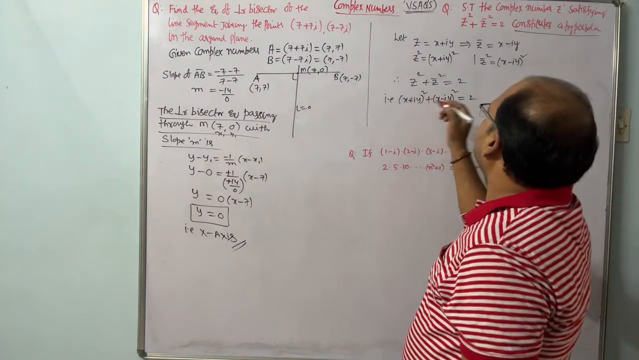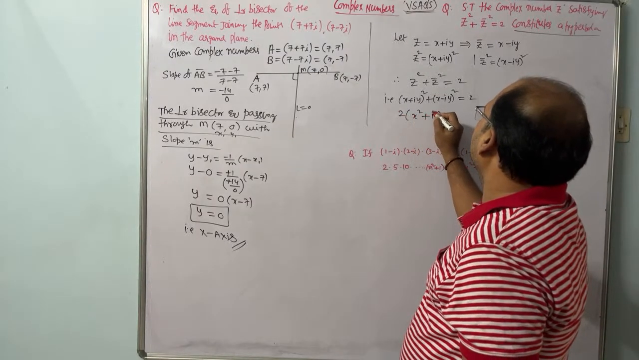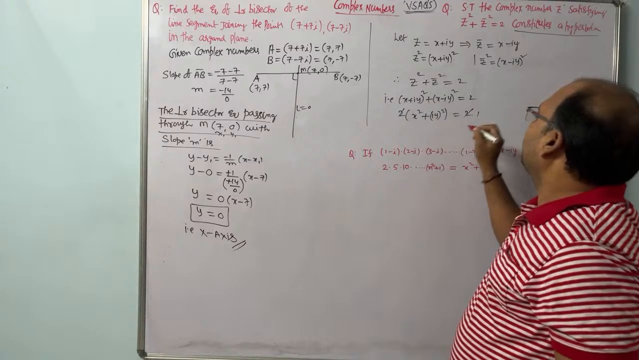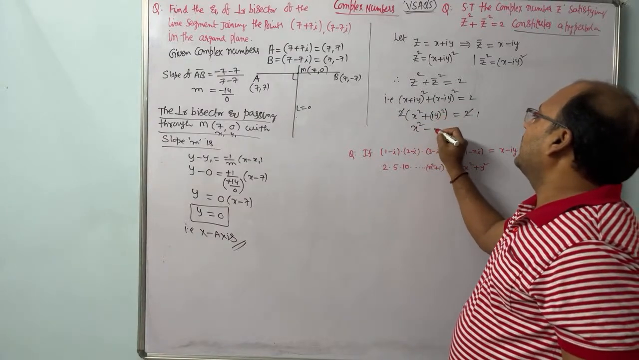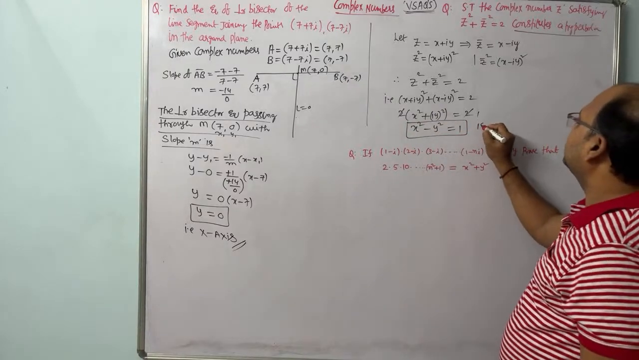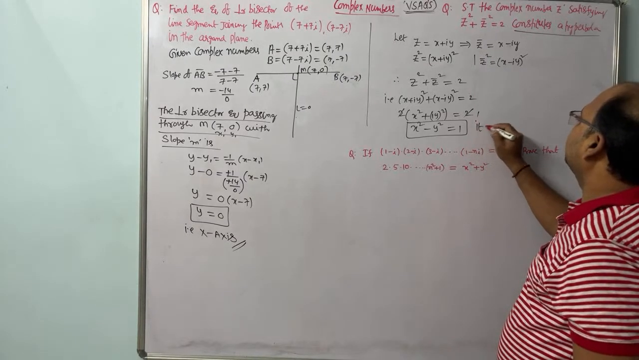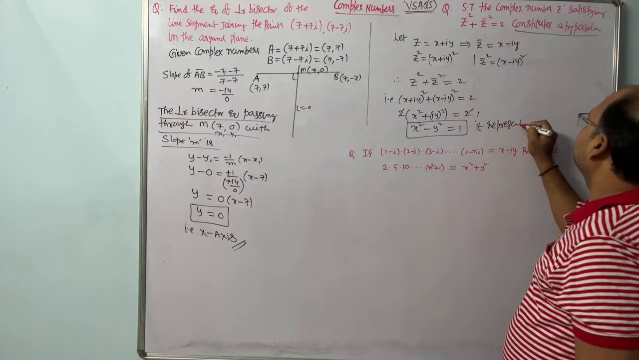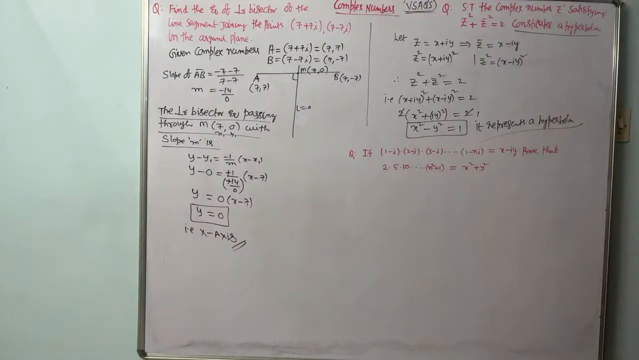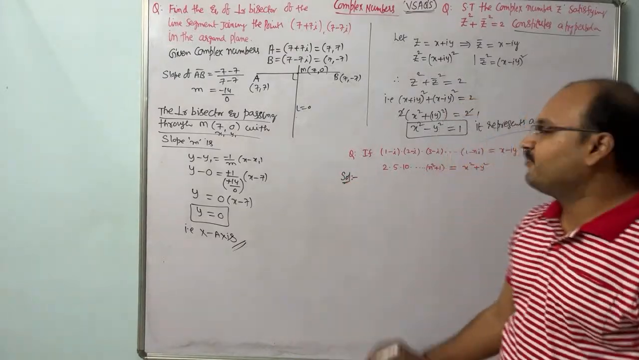So (a plus b) whole square plus (a minus b) whole square is 2 into (a square plus b square), which is equal to 2. So here 1 will come. x square, i square value is minus 1, so y square is equal to 1. x square minus y square equal to 1 represents a hyperbola. It represents a hyperbola equation. Okay. Now come to the last question in this session, dear students.